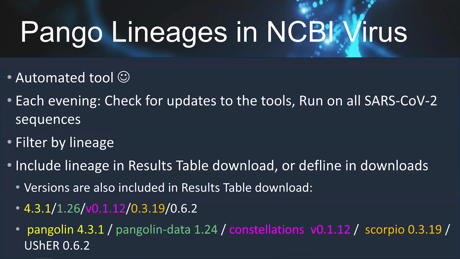One of the things that we also added during the pandemic was Pango lineages. We were able to add this because there's an automated tool available. Otherwise, we would not have been able to provide it. And I think it was really critical that we were able to provide it.